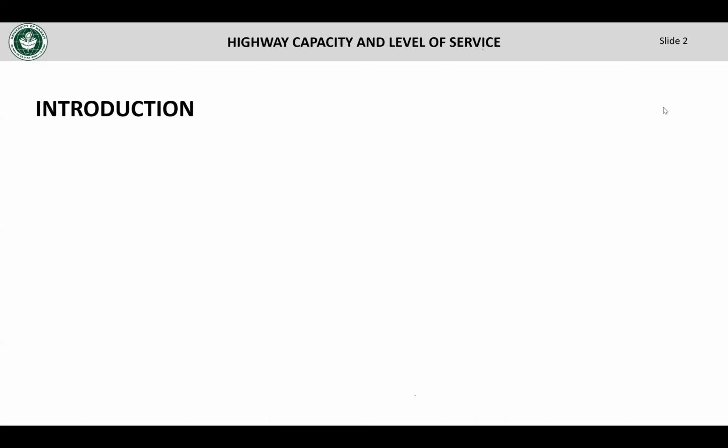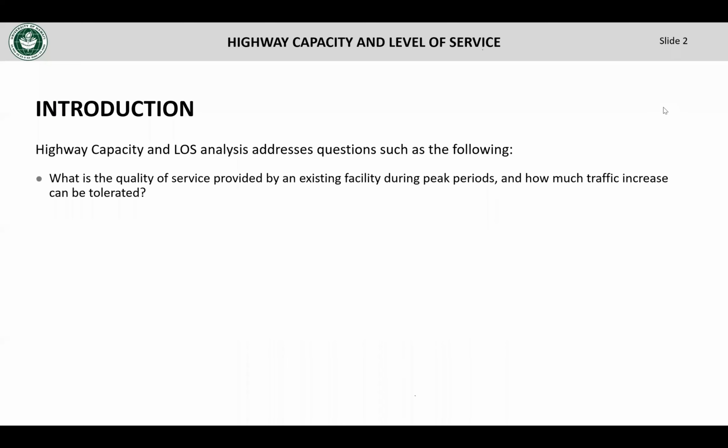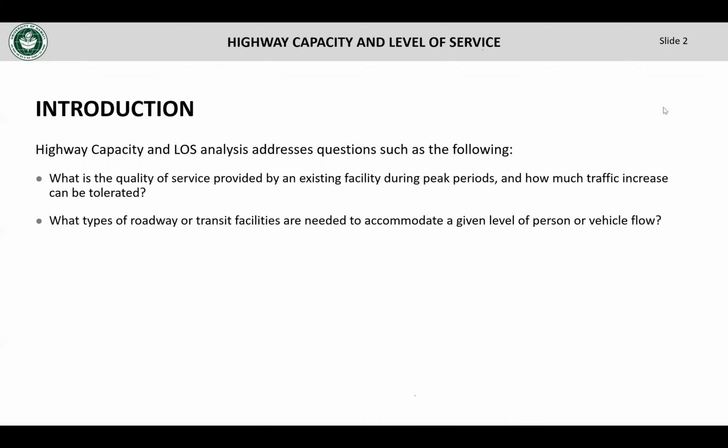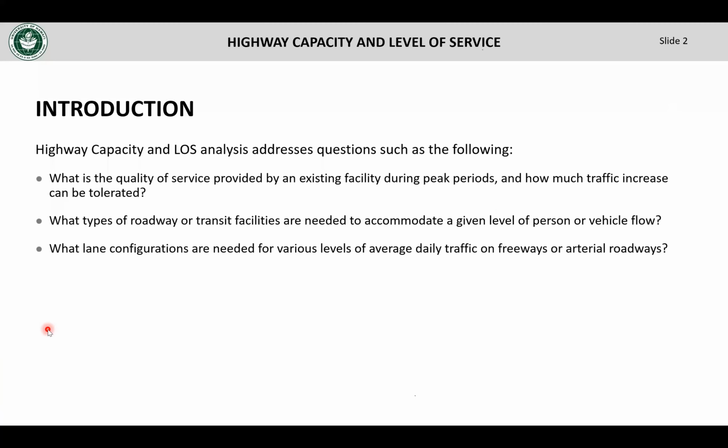Highway capacity and level of service allow us to answer questions such as: what is the quality of service provided by an existing facility during peak periods, and how much traffic increase can be tolerated? What types of roadway or transit facilities are needed to accommodate a given level of person or vehicle flow? Notice that here we have persons or vehicle flow, so it's not just limited to highways. What lane configurations are needed for various levels of average daily traffic on freeways or arterial roadways?